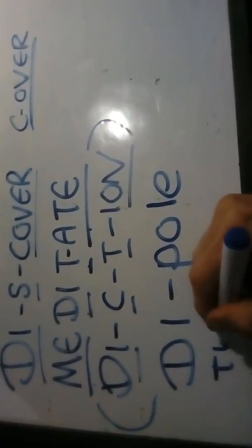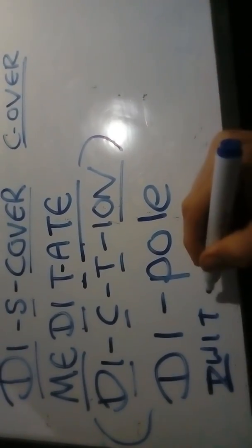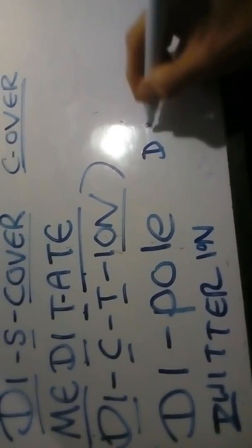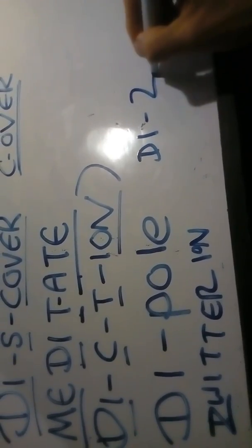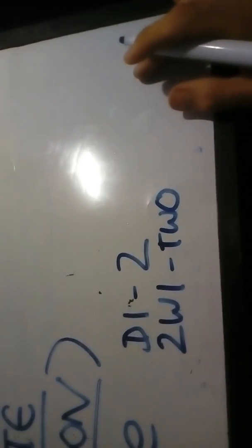A secondary word would be a Zwitter, Zwitter ion. Di means 2. Zwy means 2. So why would we have 2? And why would die mean 2?